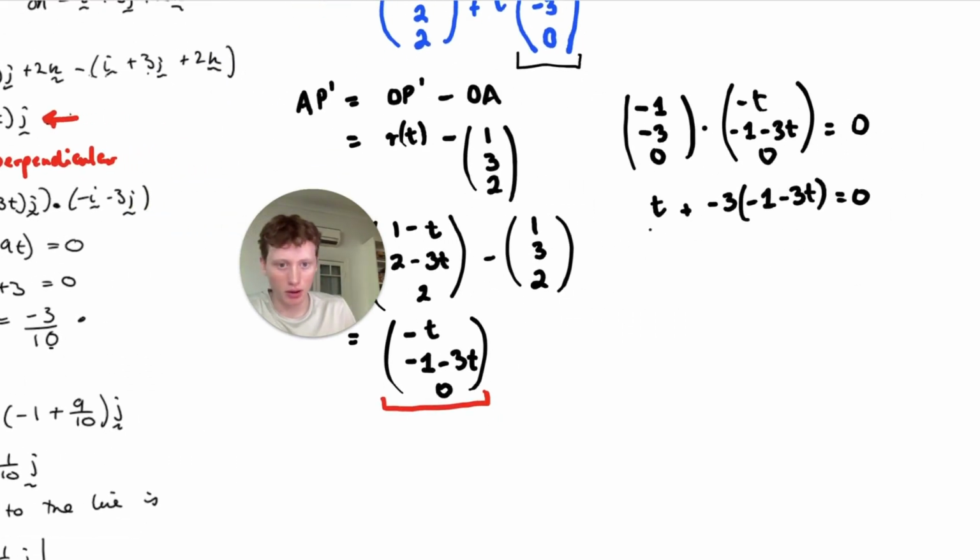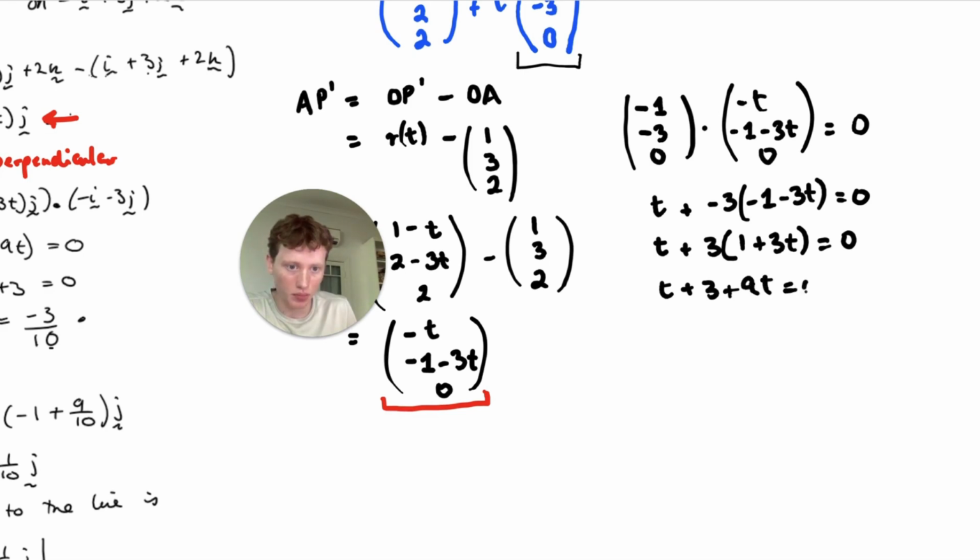This can be simplified a lot though, so we can say that's the same as t plus, and if we take out a negative from this bracket, it'll cancel with this negative. So we'll get that equals 0, and then we can multiply together and solve for t. So that's 10t plus 3 equals 0. Therefore, t is going to be negative 3 over 10.